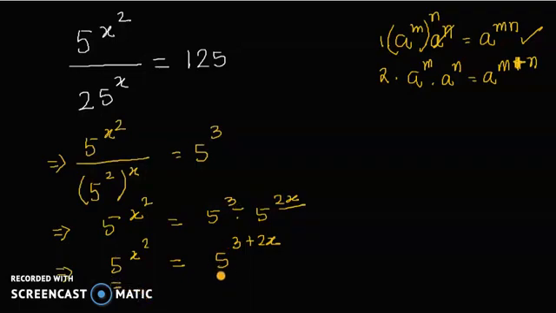Now bases are equal, so we can equate exponents. So x square is equal to 3 plus 2x. Now from here we can find the value of x. So this is our quadratic equation. Let me move to the next slide to show you further steps.